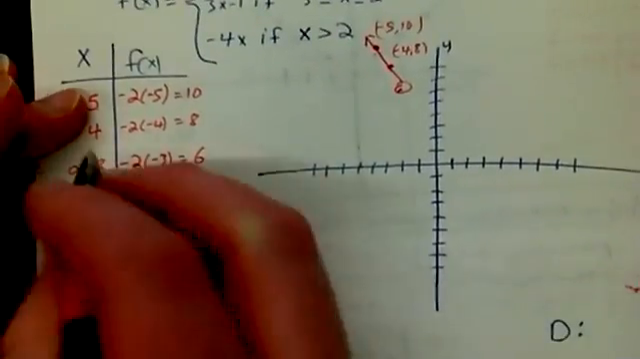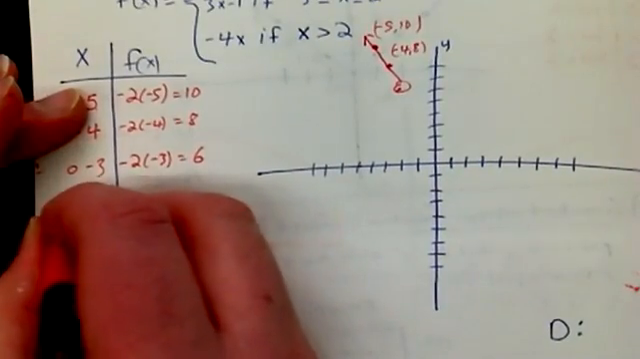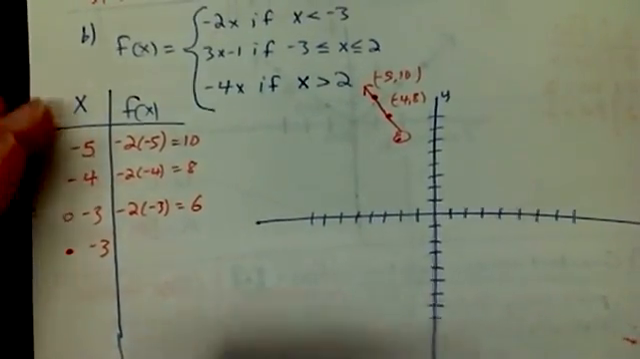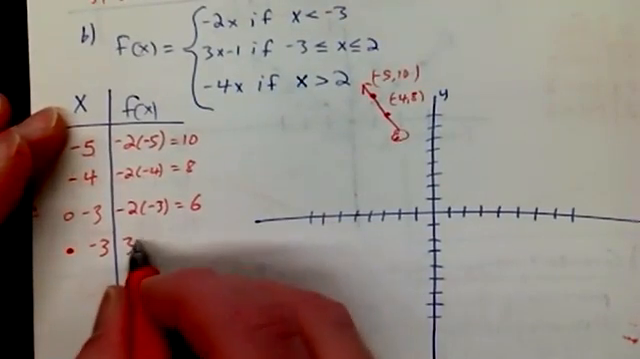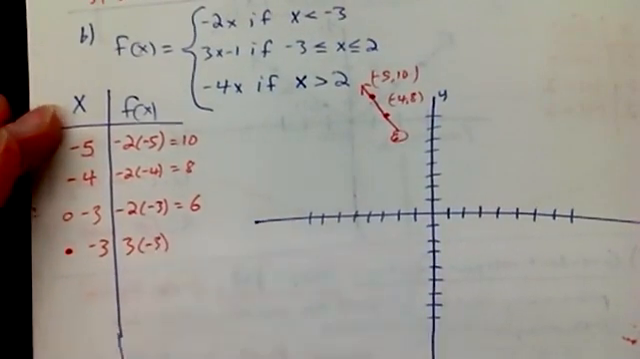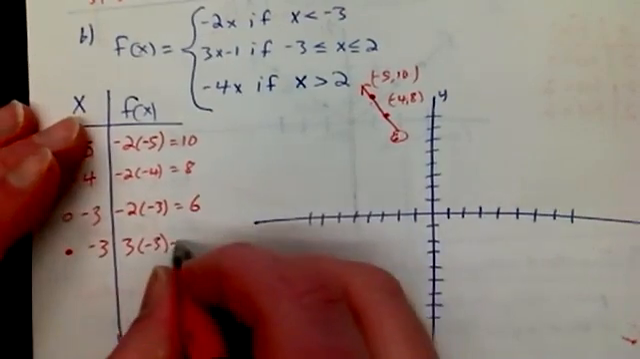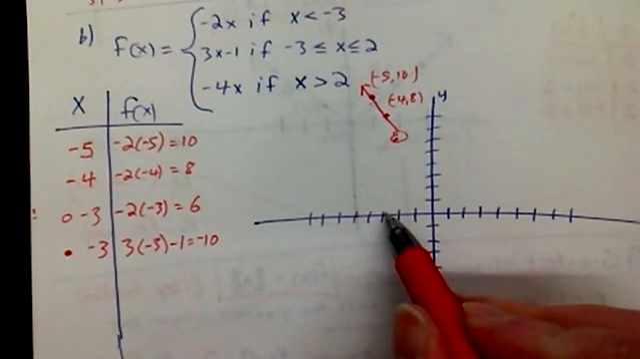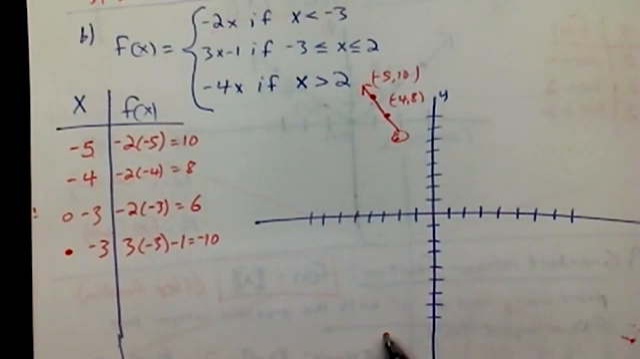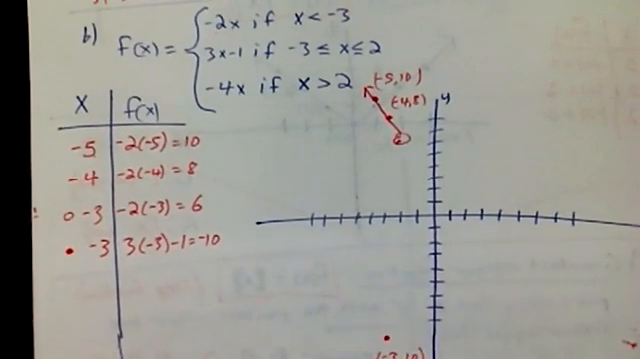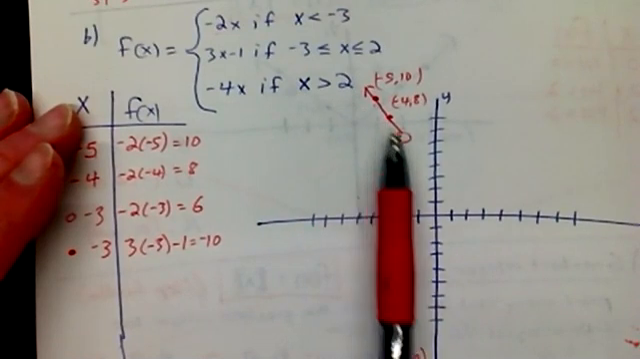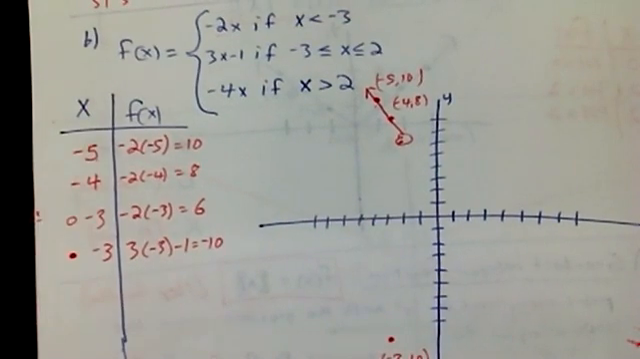So now let's do -3 again, but let's use the proper one and use our closed dot, okay? That's that middle one, 3x minus 1, so 3 times -3 minus 1 is -10. So -3, -10. That's right here and way down here. Notice I'm using a closed dot in this case. Notice this is still a function. It does still pass the vertical line test since this is open and this is closed.